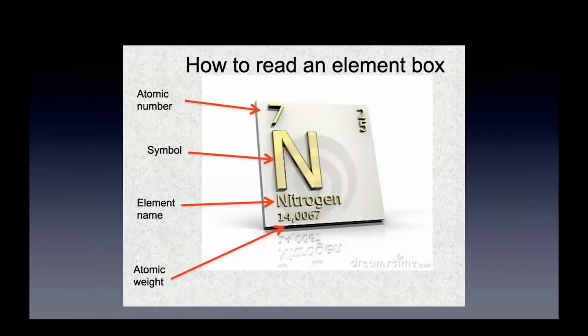So that's how you read an element box. The atomic number is always on the top. So when you're looking at an element, when your eyes go to the top, you're always going to the atomic number, and that's the number of protons. The symbol is the letter or letters. In this case, it's N, but you can also have two letters like Ca is calcium, and there's others.